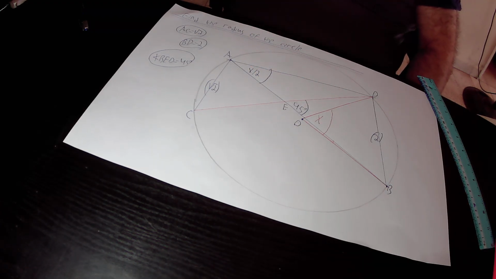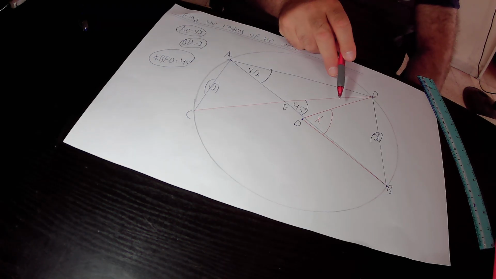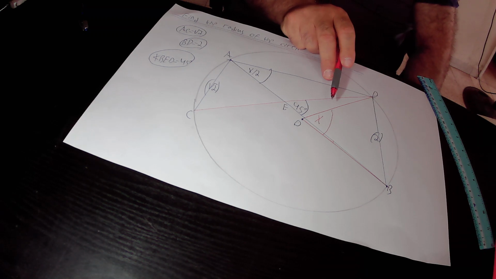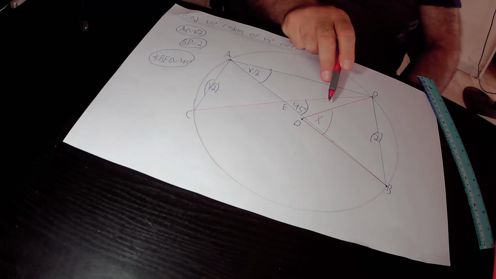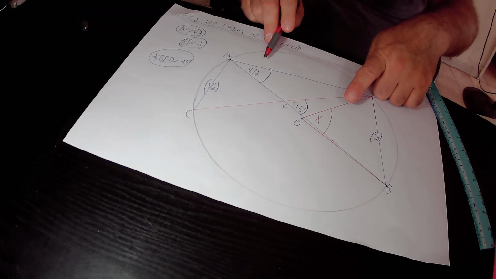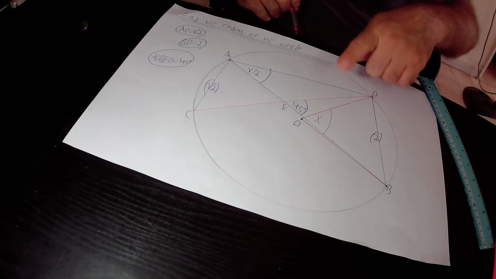Repeat again. The size of this peripheral angle DAB is x over 2, therefore the size of this central angle DOB that is subtended on the same chord called DB must be equal to x over 2 times 2, that is x.